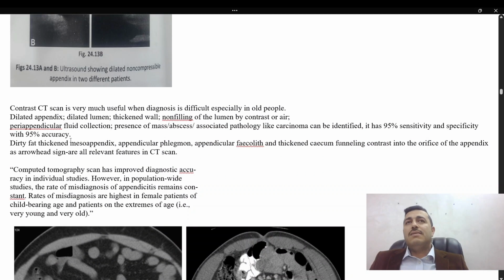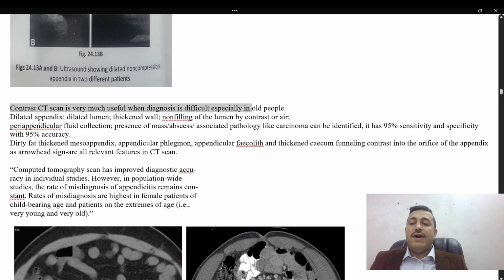A CT scan can help us, especially in old age and young children. We said when we say pregnant, we think of MRI. Okay, contrast is helpful in elderly patients. I think that in elderly patients there is a wide spectrum of differentials, including cancer. So we proceed to CT.